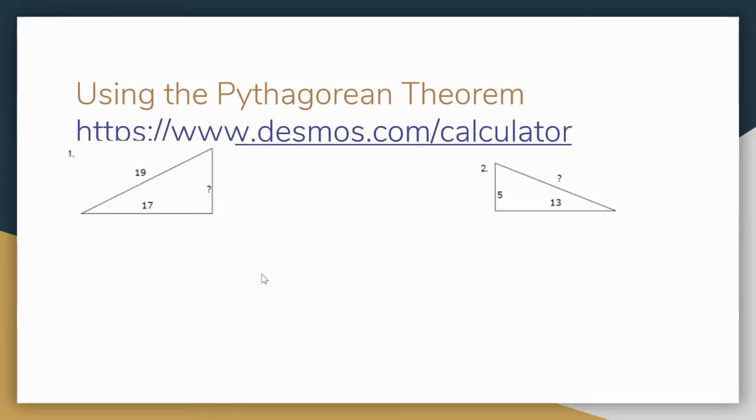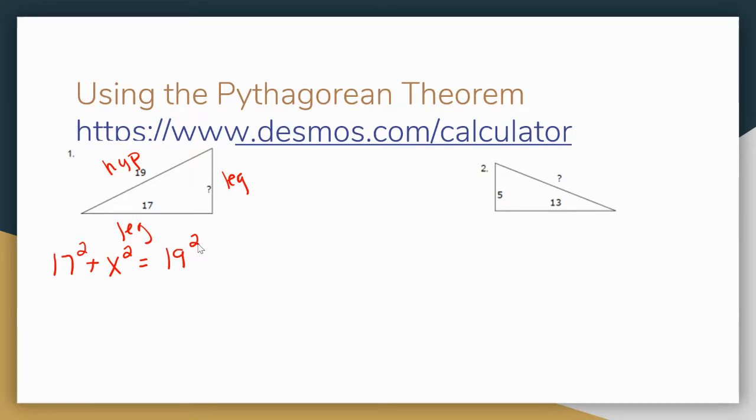So here we go. We're going to do a couple of examples. Now, if you notice, we are given a hypotenuse and a leg, and we are looking for the other leg. So if I go back to my leg squared plus leg squared equals hypotenuse squared, I get 17 squared plus x squared is equal to 19 squared.